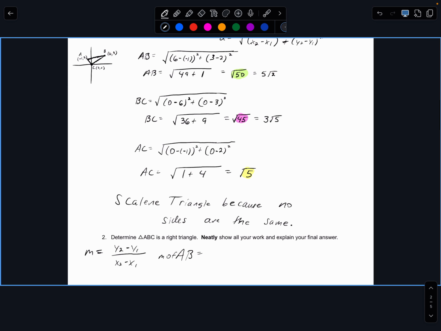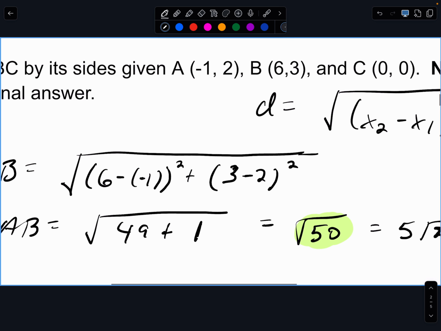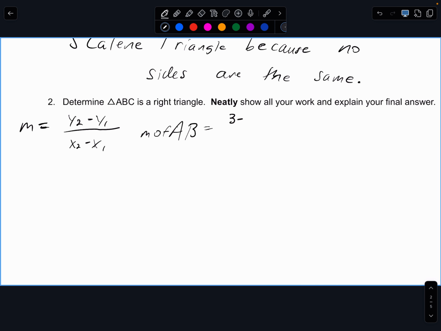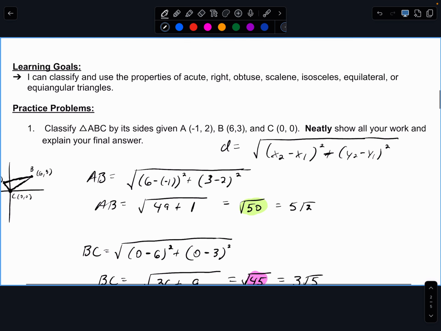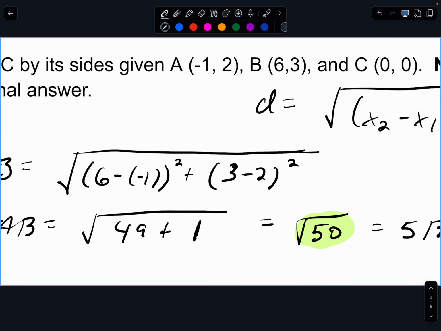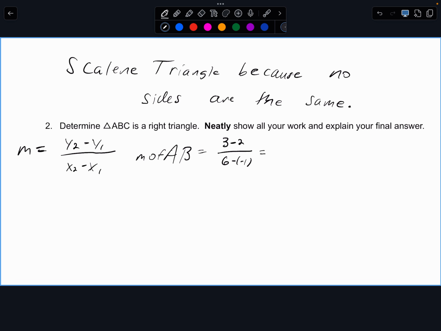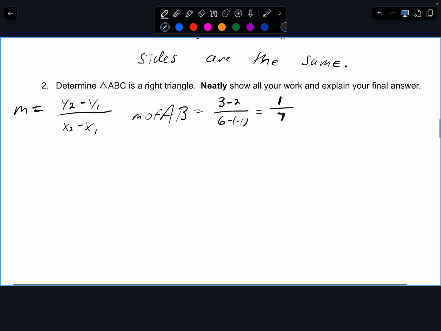All right, so what is my change in my y's for AB? 3 minus 2. So I'm going to put that on top. What is the change in my x's for AB? 6 minus negative 1, which is going to be addition, yes. Okay, what's 3 minus 2? 1. What's 6 plus 1? 7. So I'm going to pause here. Okay, everyone okay? All right. Again, I can't determine anything until I have 2 at least. Let's do the next one.